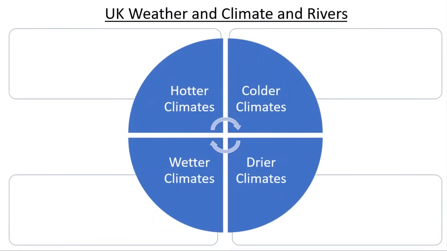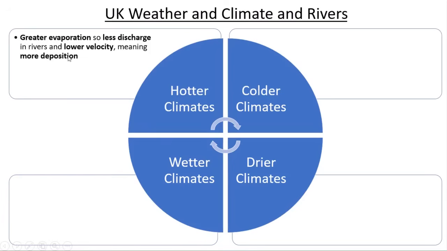Okay, so how weather and climate affects rivers. This really is generally, is it hot, cold, is it wet, dry? That's what we mean by climate, the temperature and the amount of rainfall. So when it comes to hotter climates, because there's more evaporation when it's hot, it means the amount of water in a river gets lower. And because it's lower, there's less velocity, less speed, and less energy, so you get more deposition. So that increases deposition in the river.